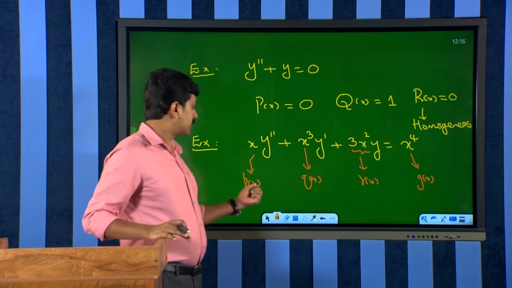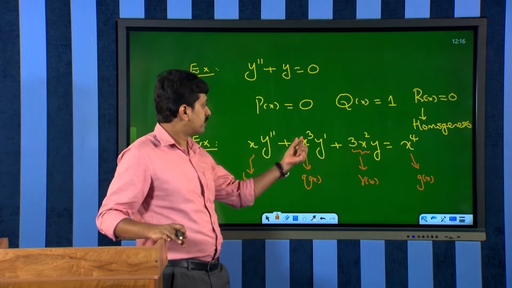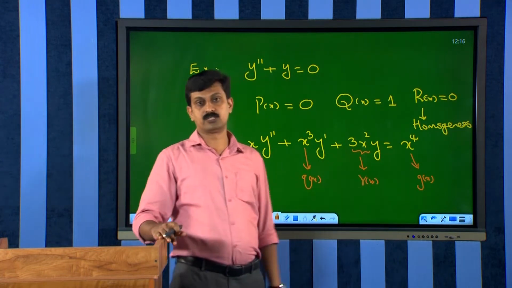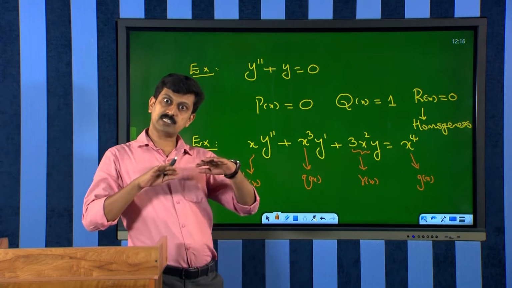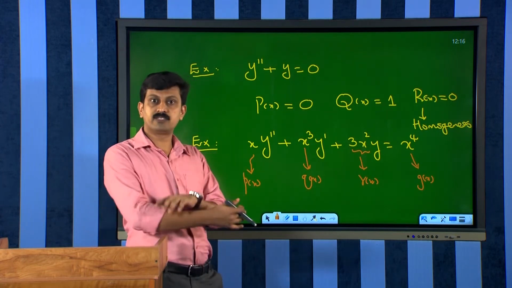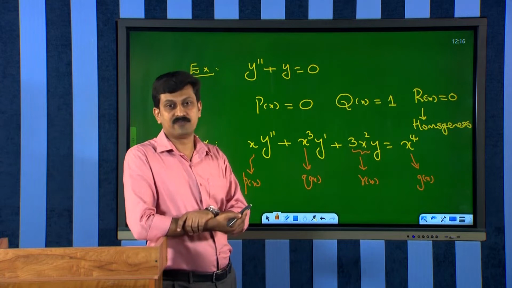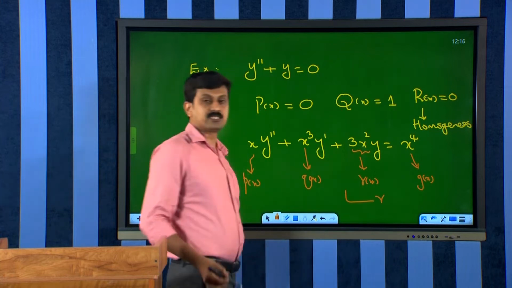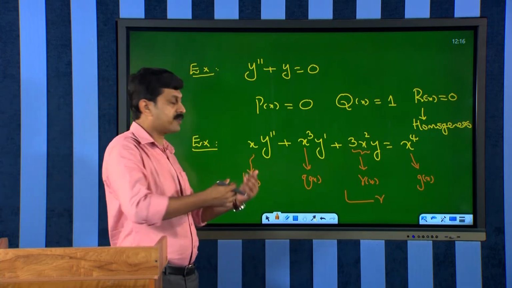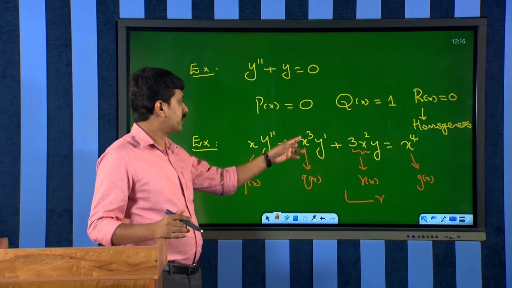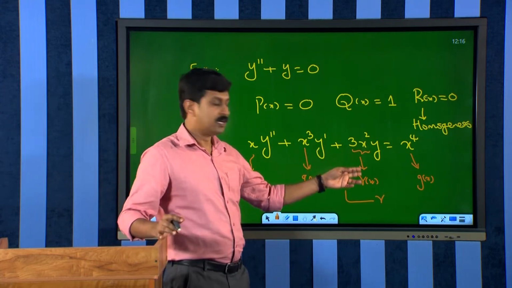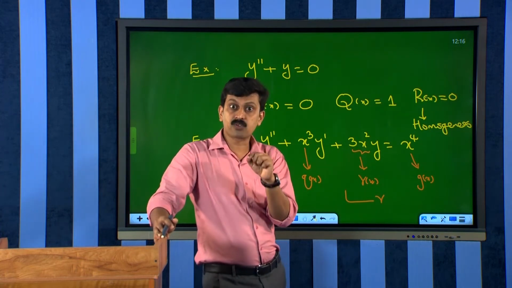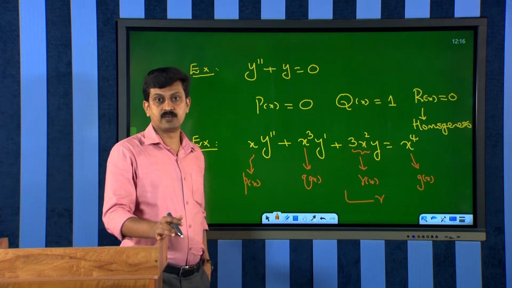There are coefficient functions: x for y double dash, x cube for y dash, and 3x square for y, equal to x raised to 4. So this equation keeps the general form of the linear differential equation, so we can say that this is linear. Also, we can convert this into y double dash plus capital P of x y dash plus capital Q of x y is equal to capital R of x by dividing by the coefficient function of y double dash.